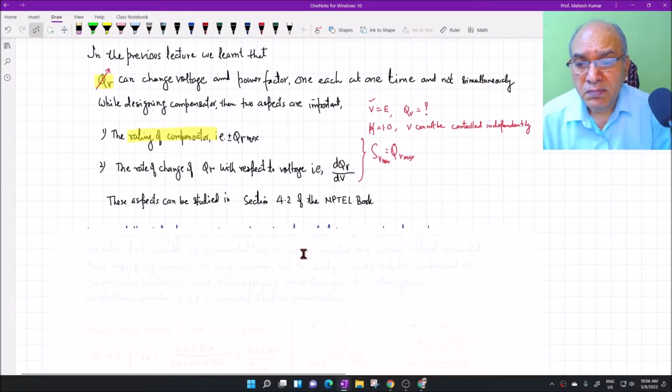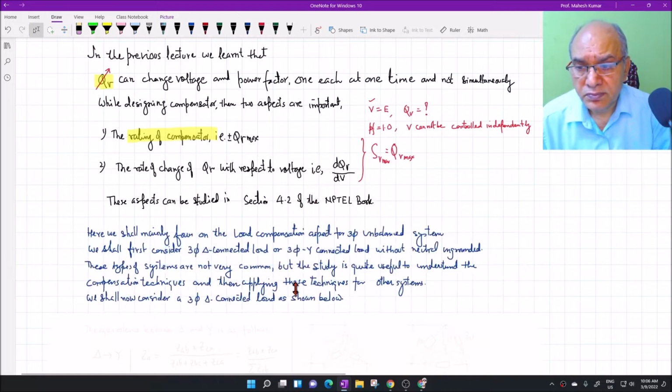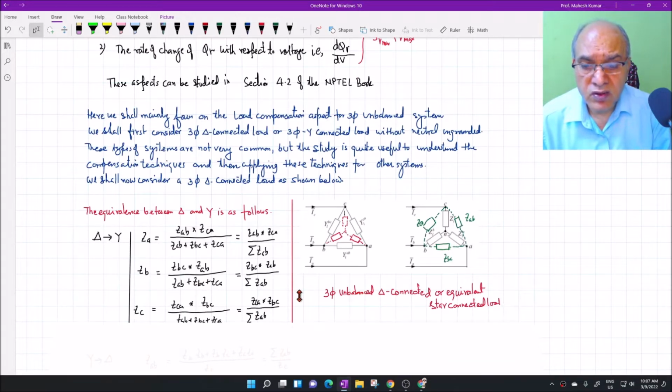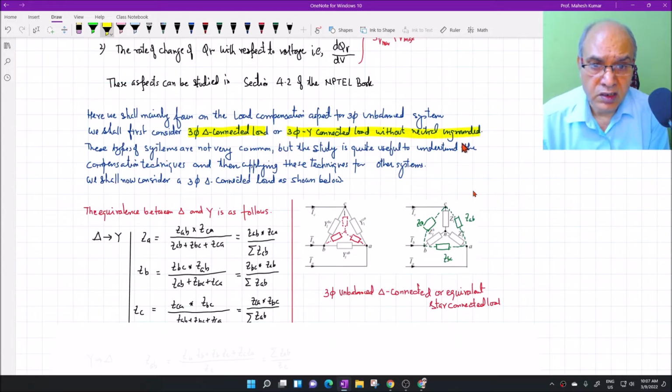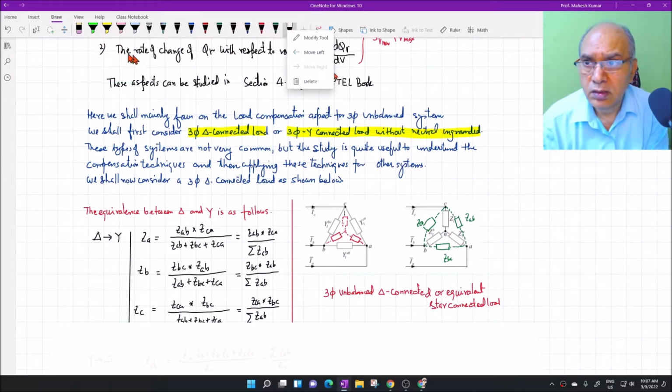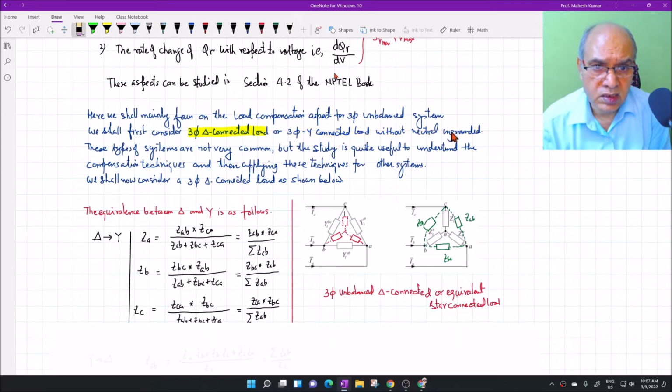In the next part, we are focusing on the three-phase unbalanced system and how these three-phase unbalanced systems can be compensated. In the beginning, we will focus on three-phase delta connected load or three-phase star connected load without neutral grounding, not ungrounded. Please correct it. Without neutral grounding.